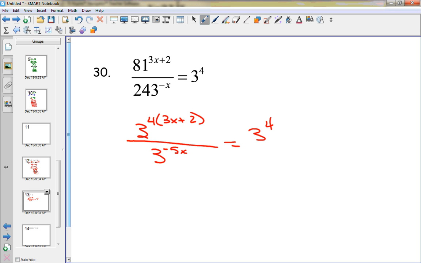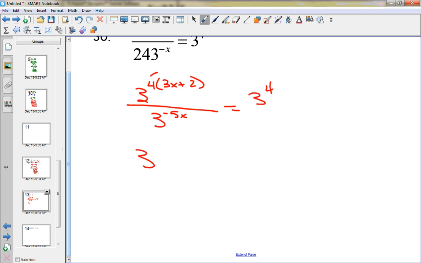Do these have the same bases? Since they have the same bases and they're attached by division, what do I do with the exponents? Subtract them. 3 to the, distribute that, 12x plus 8 minus a negative 5x is equal to 3 to the 4th. Why is it minus a negative 5x? Because it's a minus in the denominator, and I'm going to subtract them. Because I'm moving it up top. So this is going to give me a positive here.